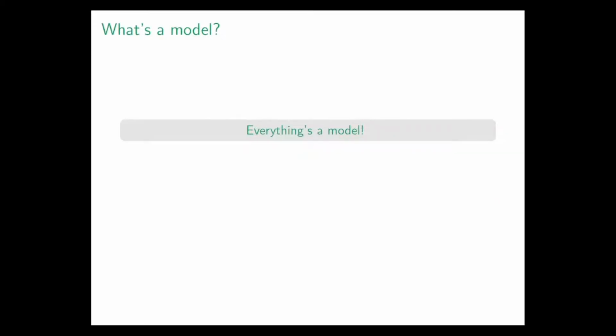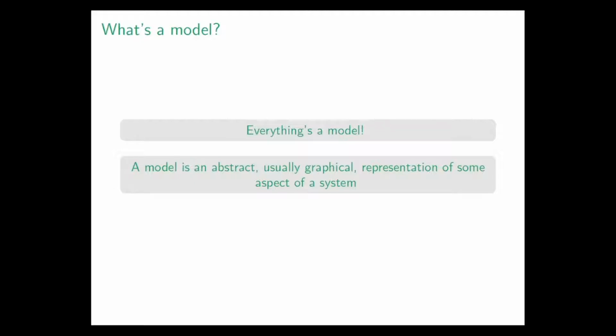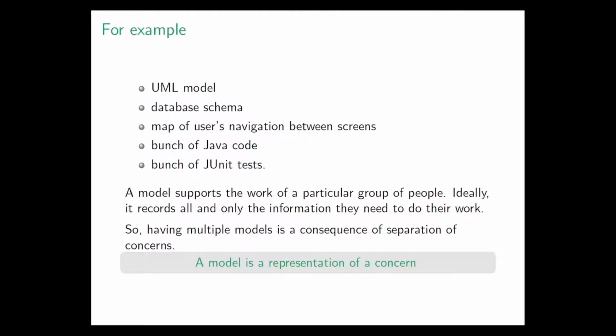What's a model? I said a moment ago, everything's a model. So my favourite one-sentence definition, going back a couple of decades now, is that a model is an abstract, usually graphical, representation of some aspect of a system. I'm very happy that I only put usually graphical in there, because that now means we can just disregard that if we prefer to be talking about textual models, which we very often are these days. And of course, your model might be a database instance or whatever it might be. So everything's a model. Here are a few examples of things that might be models, and the point is that a model supports the work of a particular group of people, and ideally the model records all and only the information that the group of people who are going to work with it need in order to do their work. And so, of course, having multiple models is a consequence of separation of concerns, and another way of putting it is that a model is a representation of a concern.